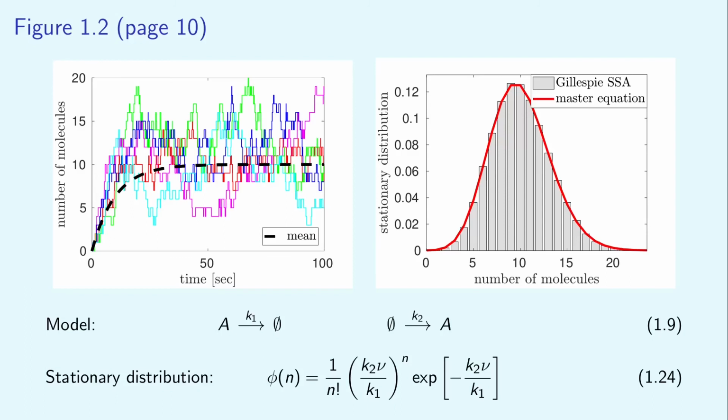Your computed result, this gray histogram, should perfectly match the red line, provided that you average over sufficiently long time evolution computed by the Gillespie algorithm. If you see a visible error, you should increase the length of your simulation and the error should be smaller. If not, then this would indicate that there is a mistake in your computer code.